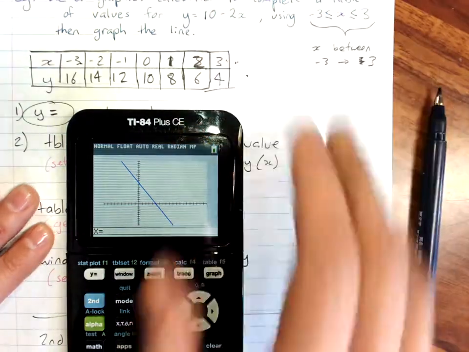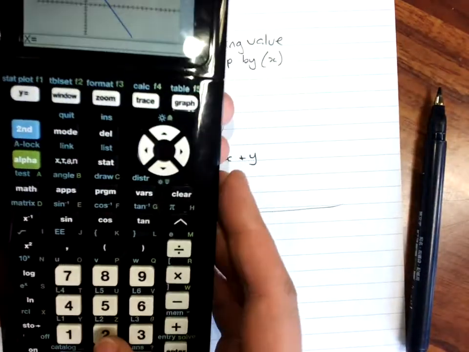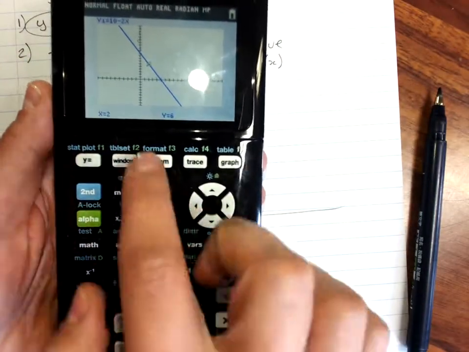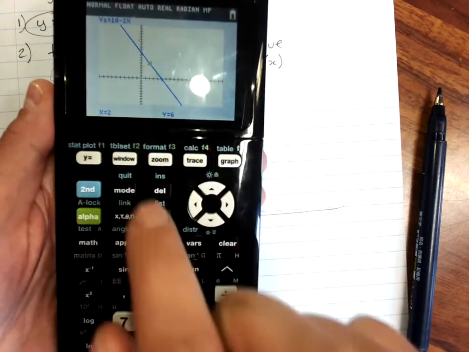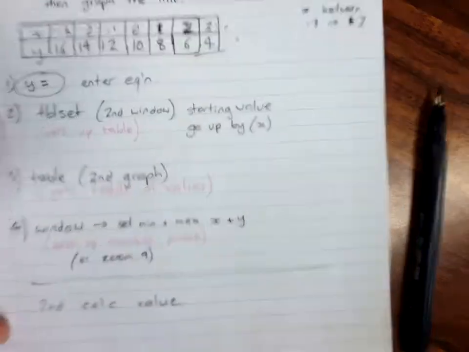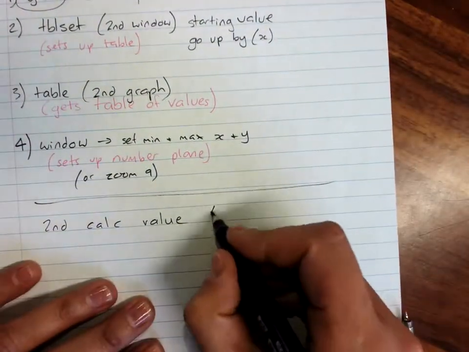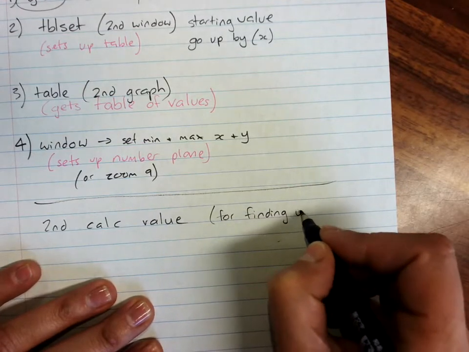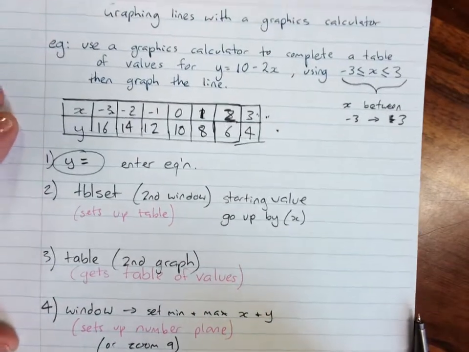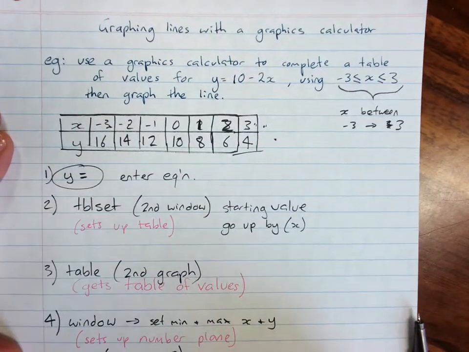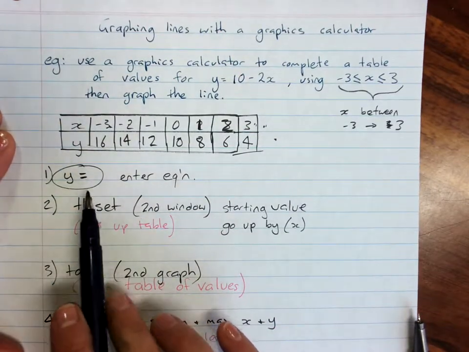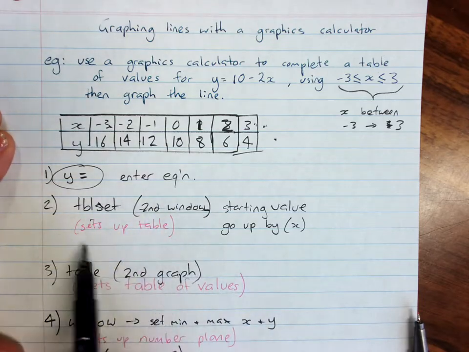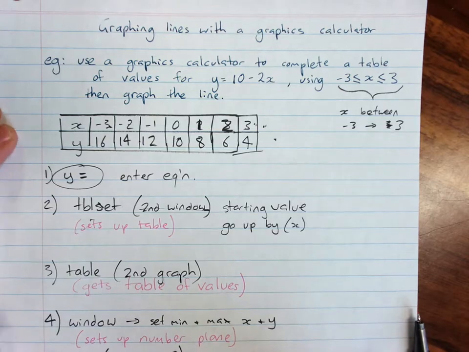But if you didn't know that and you wanted to find it for a question, when x is 2, tell it x is 2, y is 6, and it'll move to that point. So that's quite a useful little tip for finding y. So that's graphing lines with a graphics calculator. If you remember the way that each of the steps relates to how you do this by hand, it makes it easier.